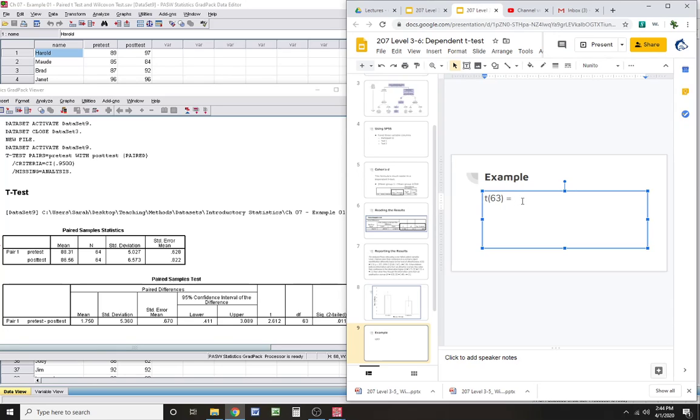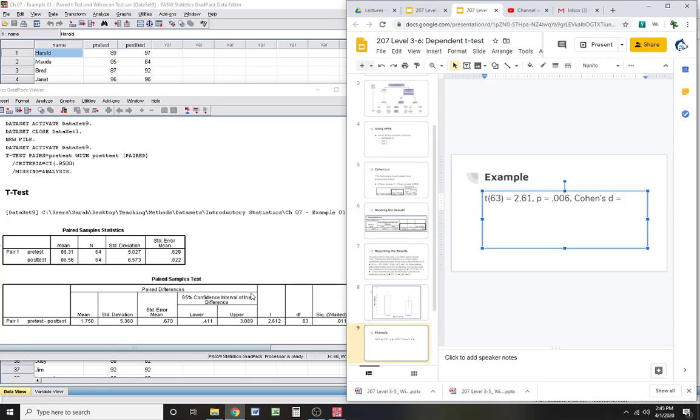Equals 2.61, 2 decimal places. And we would just say p is equal to, it was 0.0055, so we round that up to 0.006. And then that p should be italicized. Okay? And then you would just calculate a Cohen's d and say what that equaled. Okay? That's all there is to it.